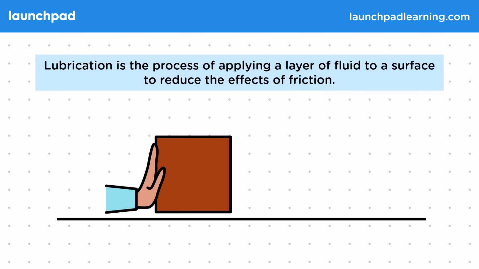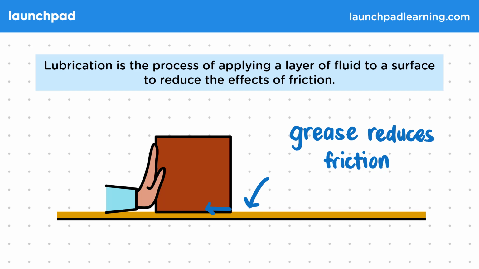Looking again at the box example, if we add a layer of grease to the surface, this reduces friction. The fluid layer works to fill in the gaps in the irregularities in the surface to make it smoother and reduce friction. This leads to a reduction in heat loss, as less work is done against friction.